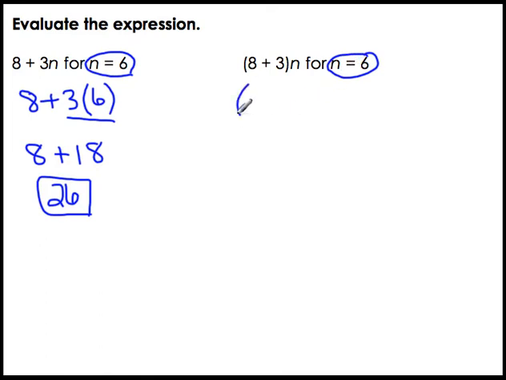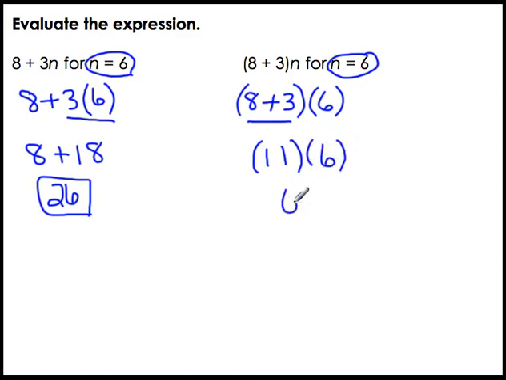I'm going to keep the 8 plus 3 in parentheses. And this is still times, so I'm going to put another set of parentheses just so I remember that it's times. 2 sets of parentheses next to each other means multiplication. Okay? Inside the grouping symbol is 8 plus 3, so I'm going to do that. That's 11. So now I have 11 times 6, which is 66. Done.